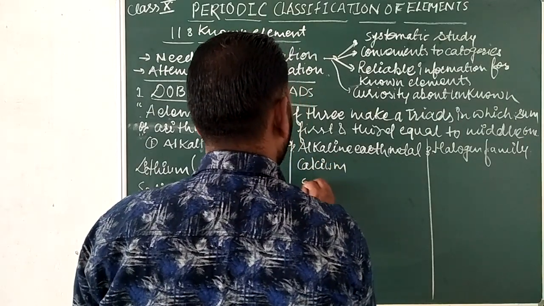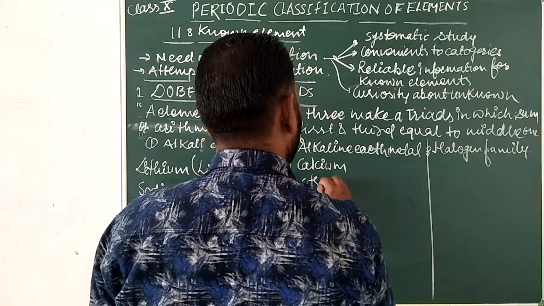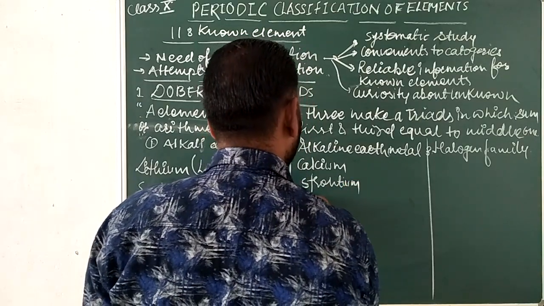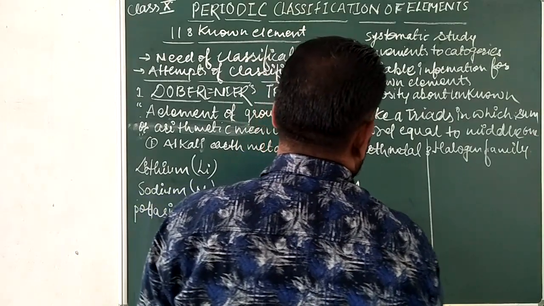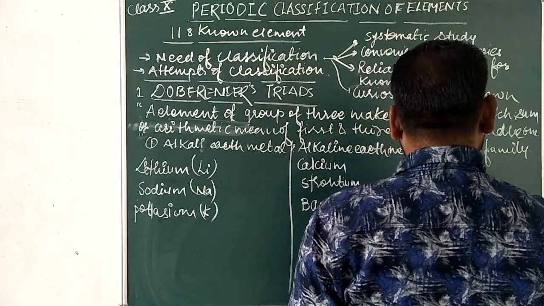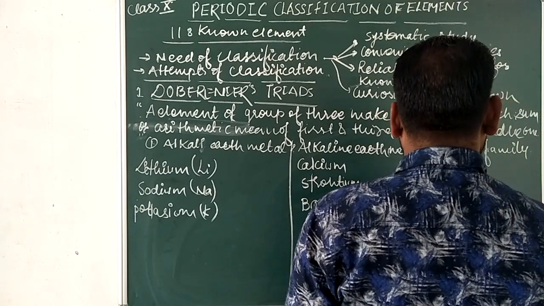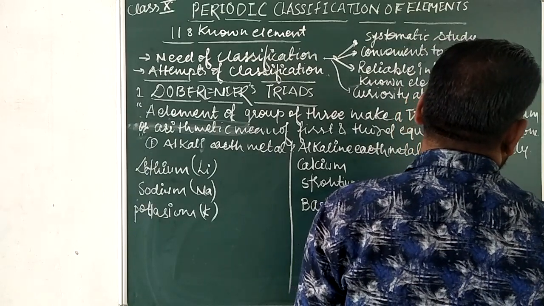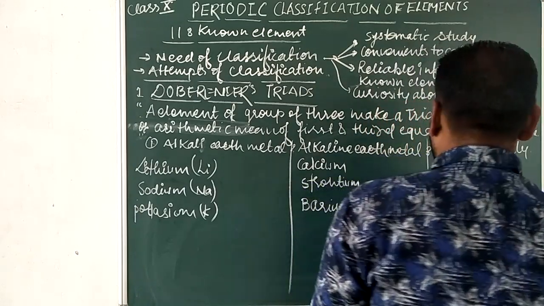Calcium, strontium, and barium. Okay, and the third one is chlorine, bromine and iodine.